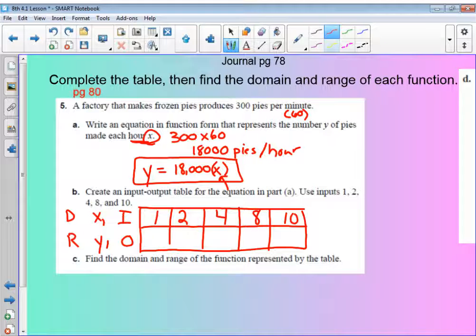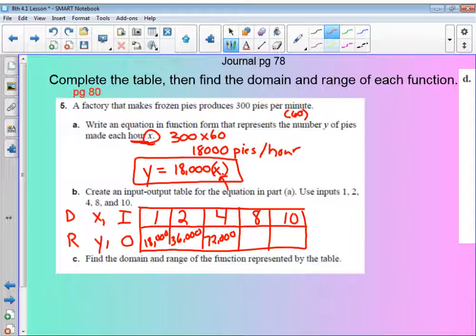So if I do 1, well, obviously that's going to be 18,000 pies in 1 hour. Okay, in 2 hours, well, we would substitute in a 2 where X is. 18,000 times 2 is going to give me 36,000. Okay, so now we'll go ahead and substitute in a 4 where X is. So 18,000 times 4 gives me 72,000.